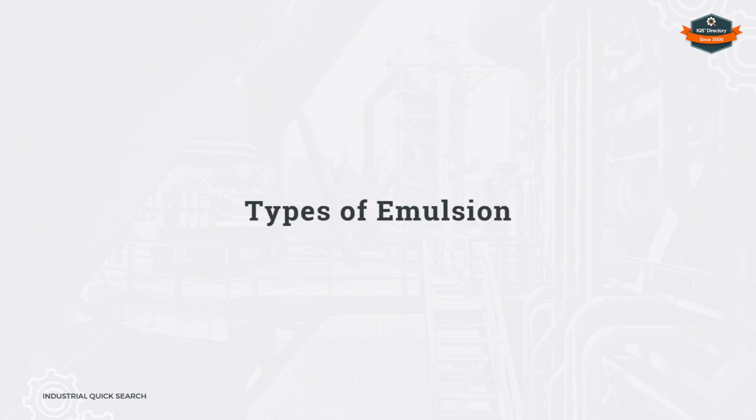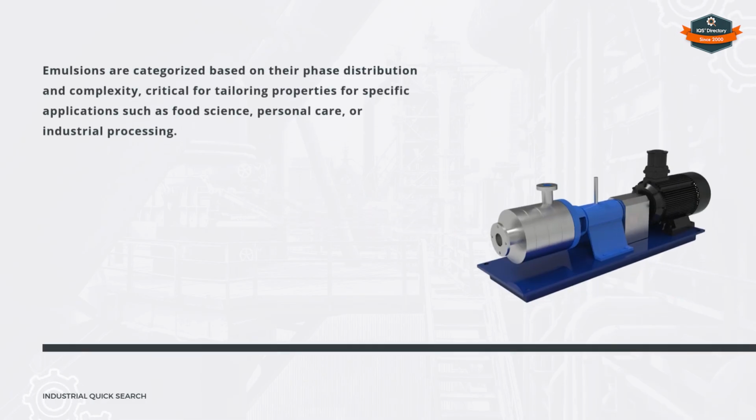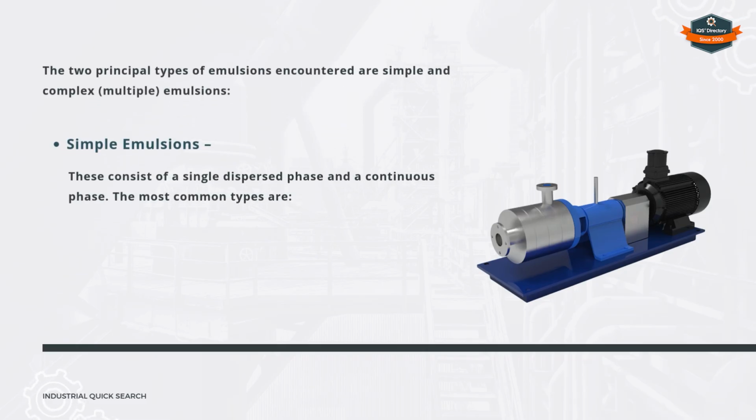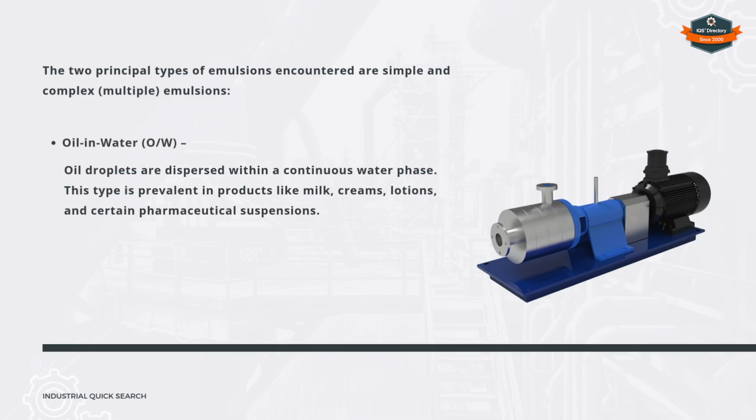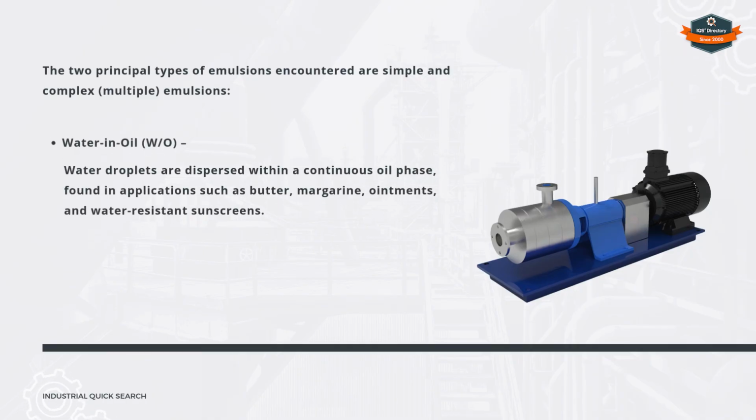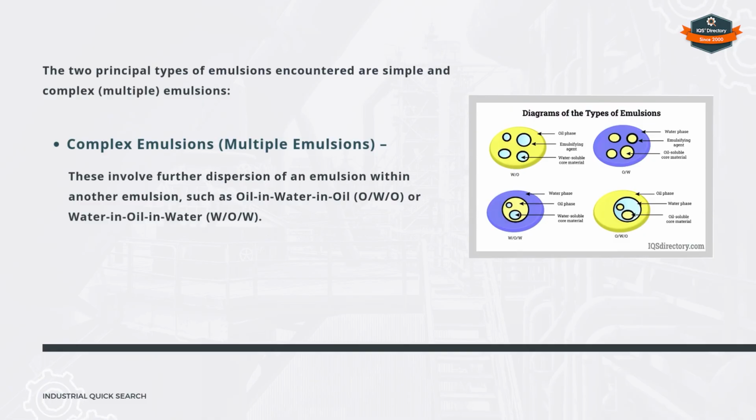Types of emulsion. The two principal types of emulsions encountered are simple and complex, multiple emulsions. Simple emulsions: oil and water, water and oil, complex emulsions.